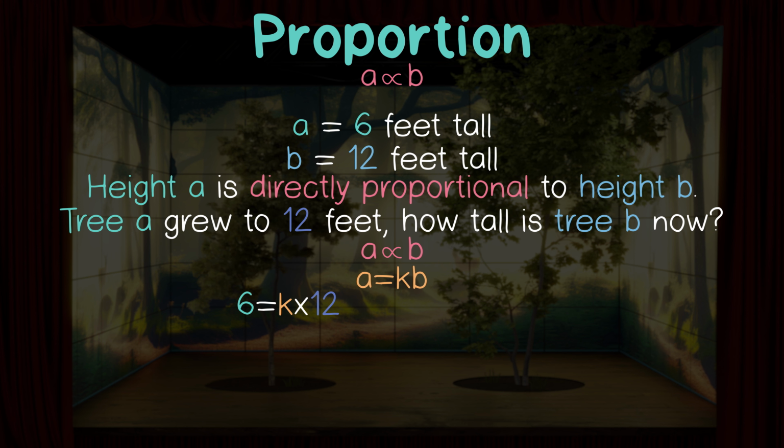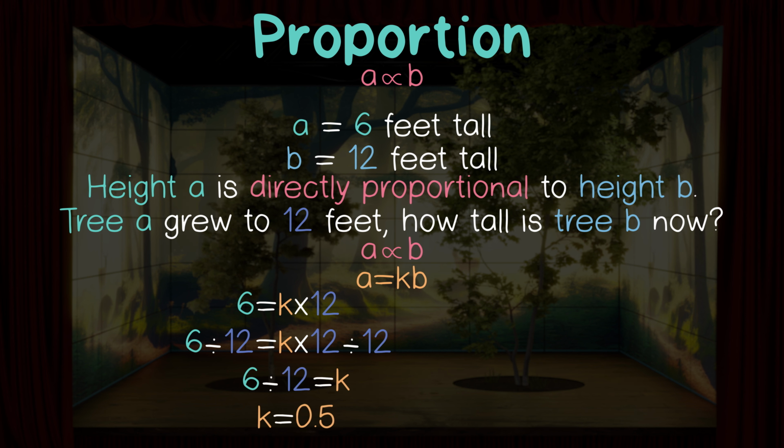Now we solve for K by rearranging our formula. We divide the right side by 12. And what we do to one side, we need to do to the other side. So we have to do 6 divided by 12, giving us 0.5. So we found that k is equal to 0.5, and we have found our constant of proportionality.